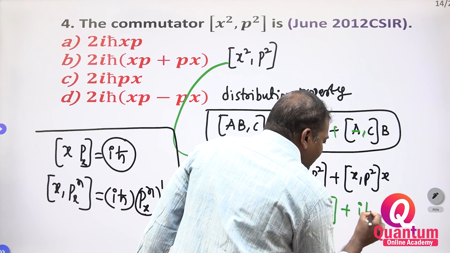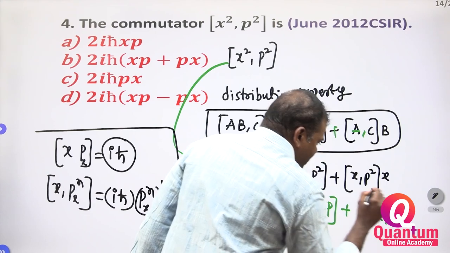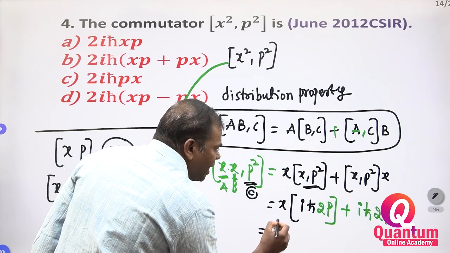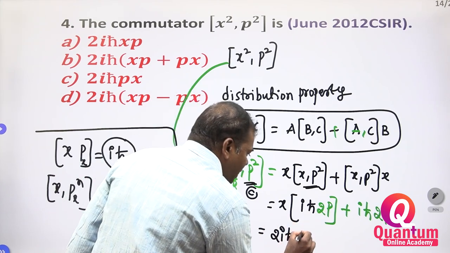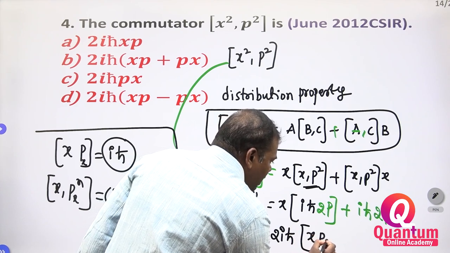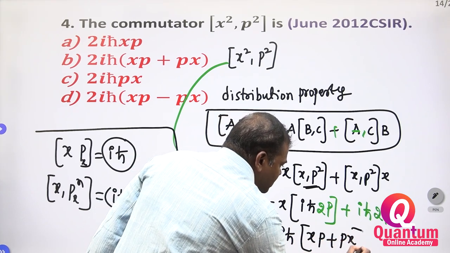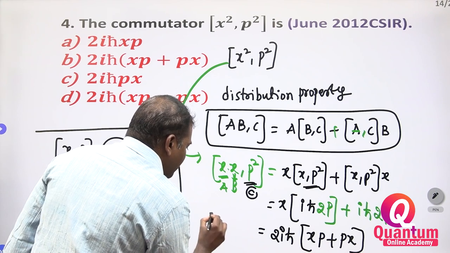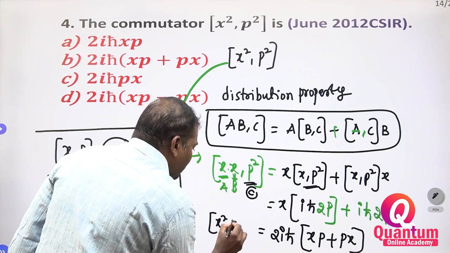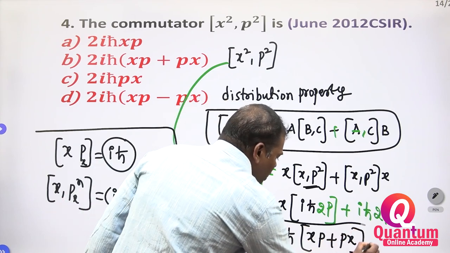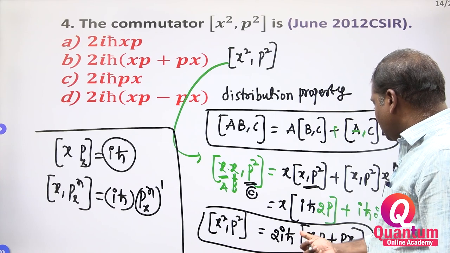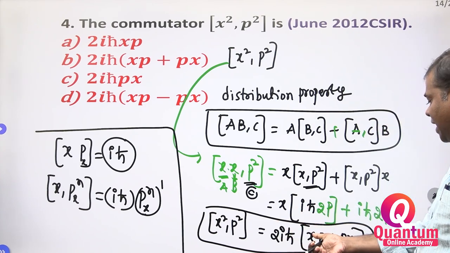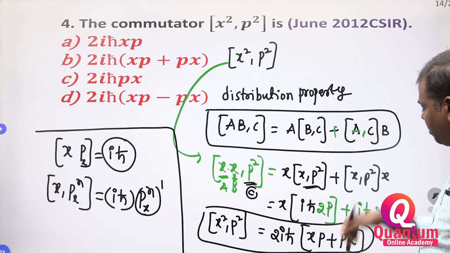Next, i h cut into 2p into x. What is common here? 2 i h cut is common, you have to take the common. Here xp plus px. So, this commutator [x square, p square] is equal to 2 i h cut into (xp plus px). For quantum mechanics, we cannot treat them as equivalent. xp is not equivalent to px. That's why we have to keep it like that only.